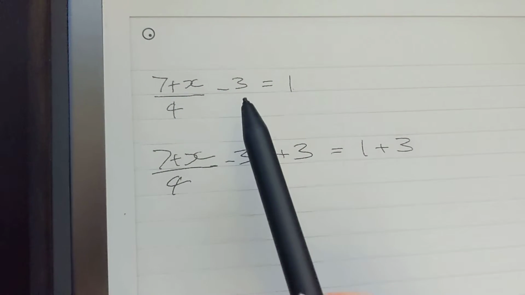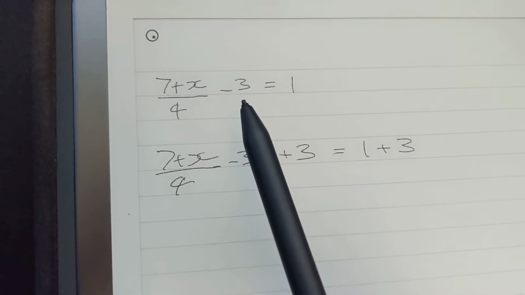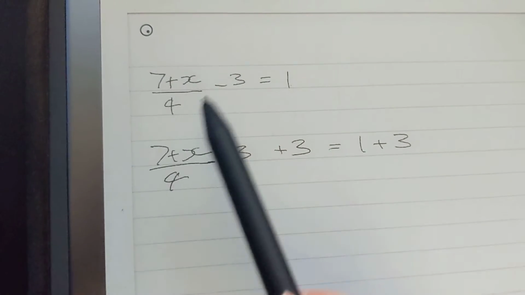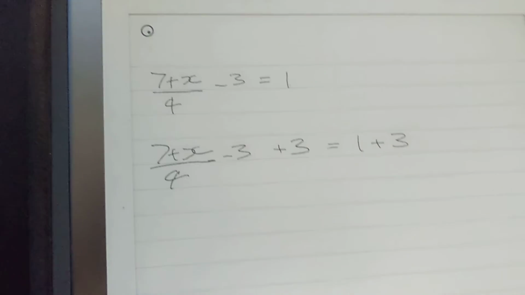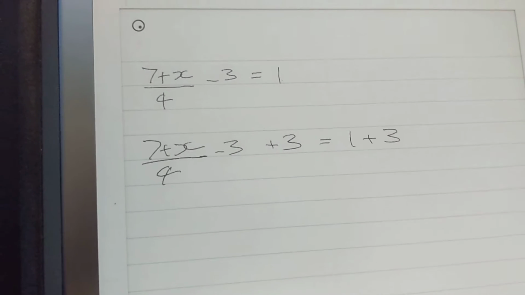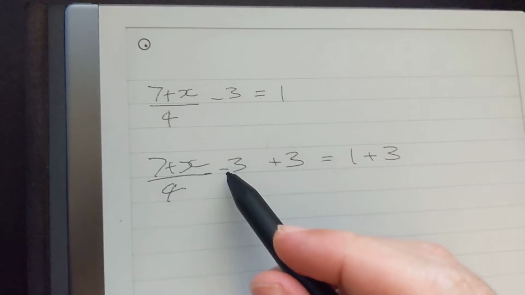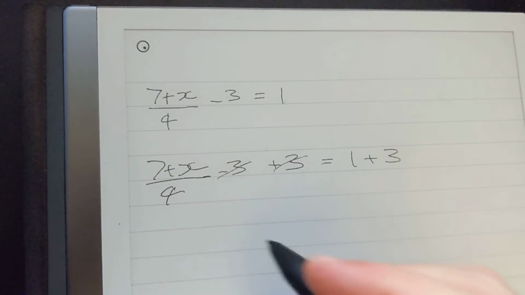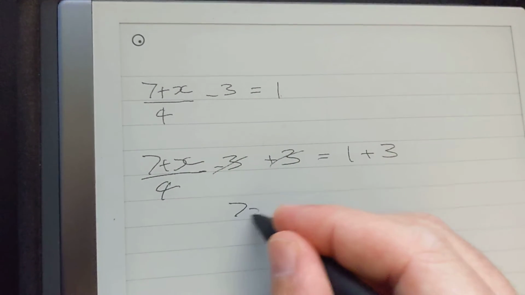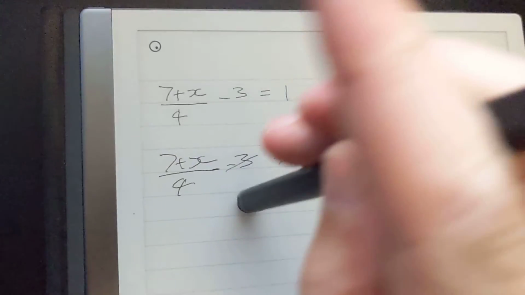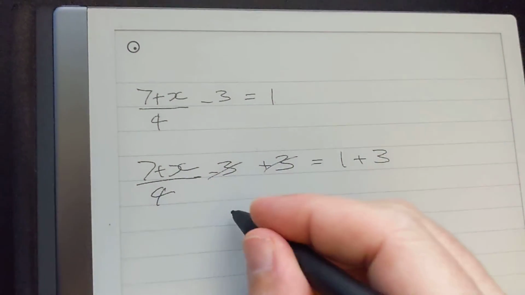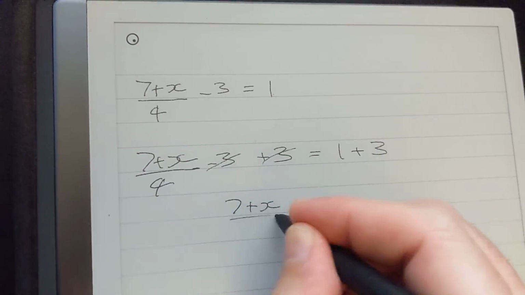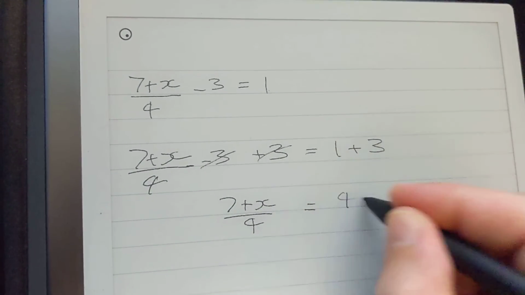Once you work out, you just do one step at a time, and you just focus on that step. Don't worry about all the complexity here, just one step. Really, really complex problems suddenly become really simple. So minus 3 plus 3, well, those cancel out to become 0. 1 plus 3 is 4, so I end up with 7 plus x over 4 is equal to 4.